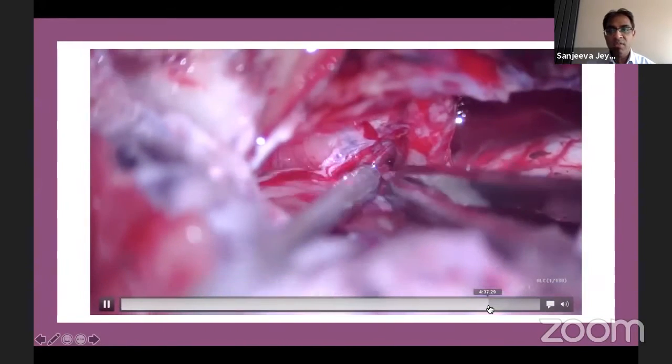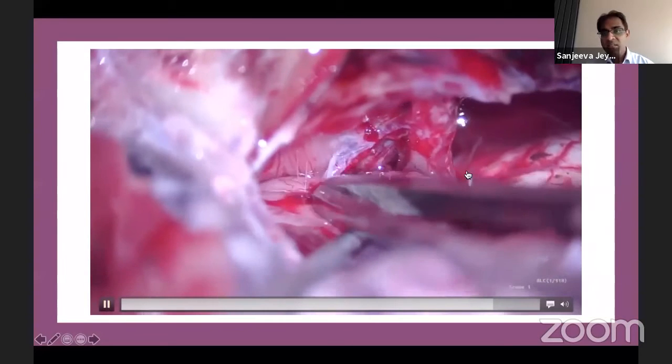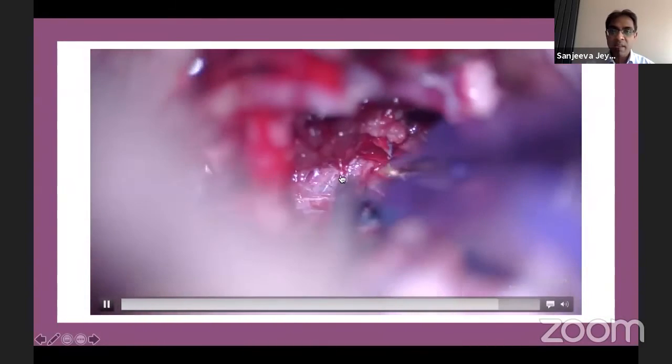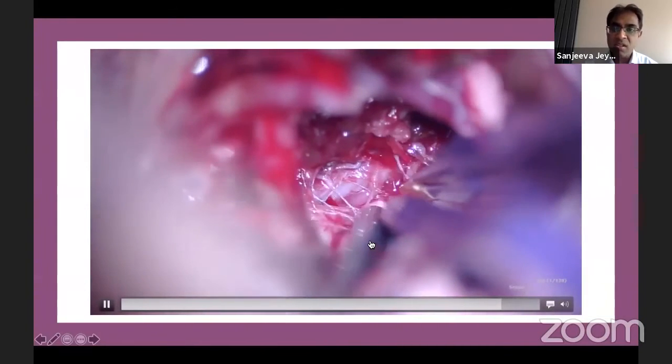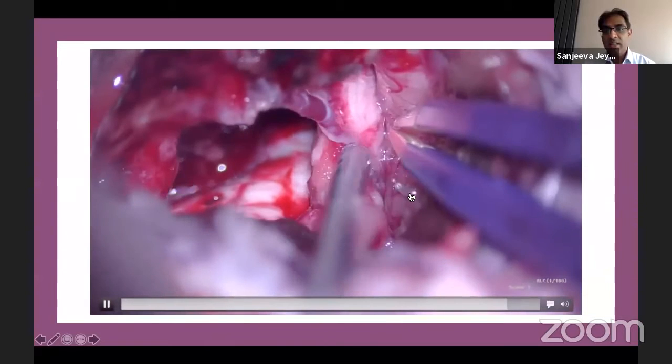Just to show you, this is the view towards the end. So I'll let it play. That's the lower cranial nerves there. 7, 8 is here. Tumor is nicely cleared off the brainstem. You can see the basilar artery. You can imagine using this approach for the basilar artery and its branches if required.